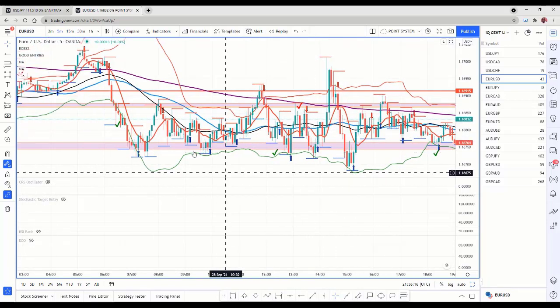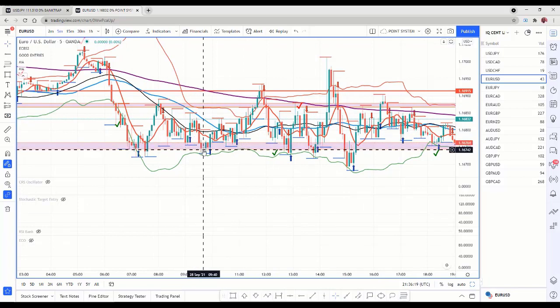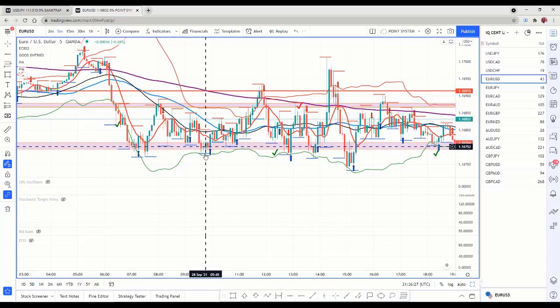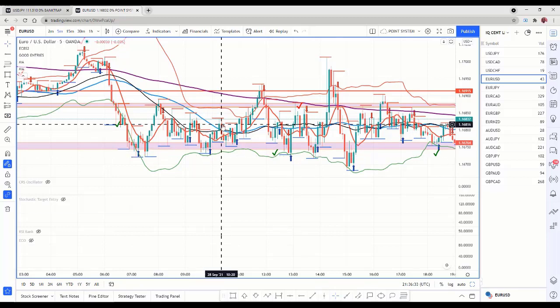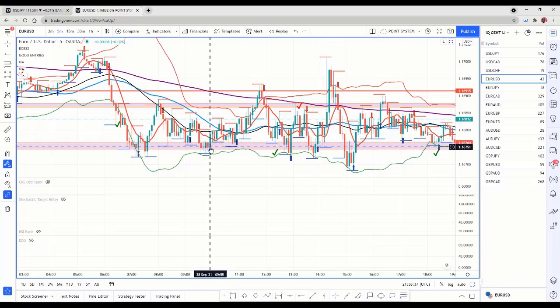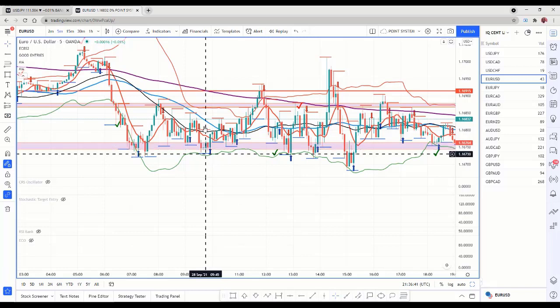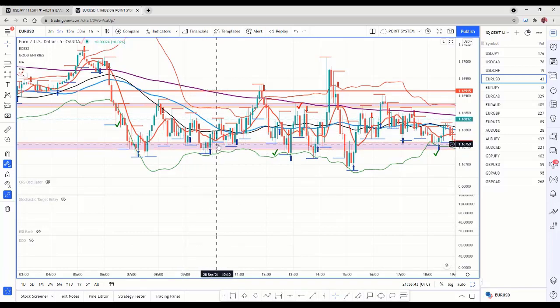At the time it got here, you saw it, there is support already here, so you will expect anything to happen touching the Bollinger Band. You expect it to shoot back up. So it is very, very important that we look at these things.